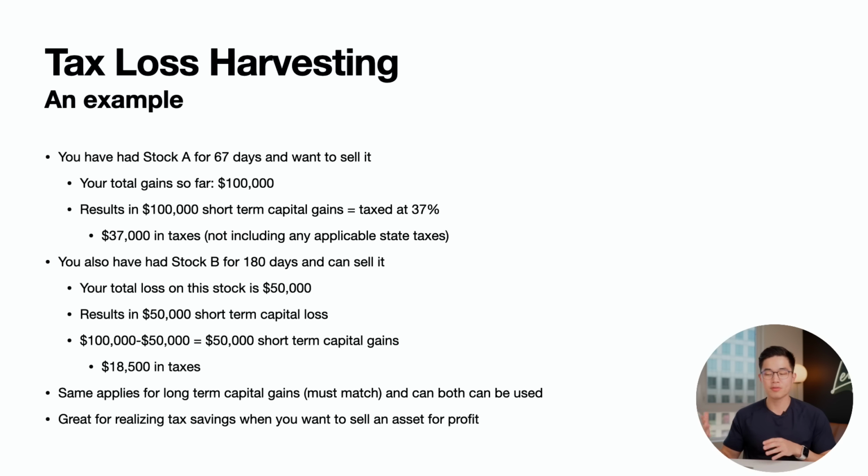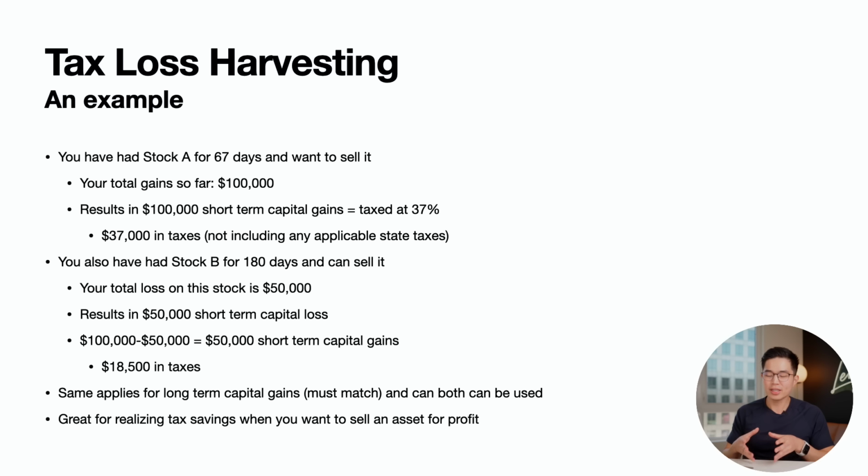Your total gains so far are $100,000, right? You've made a gain of $100,000 on the stock. This results in $100,000 of short-term capital gains because you sold within 67 days and not over 1 year. So this would be taxed at 37% if you are in the highest income bracket. This means that you're going to have $37,000 in taxes, not including any applicable state taxes.